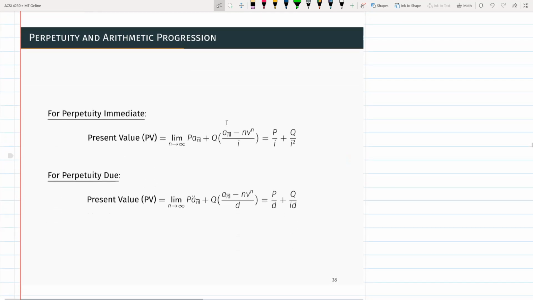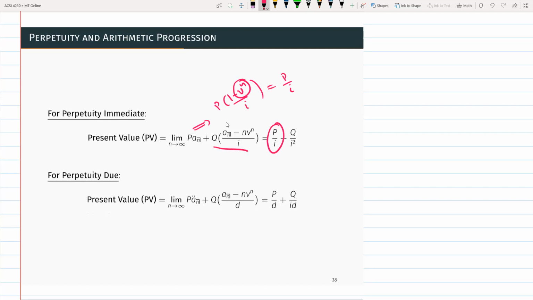Okay, so what happens if you have a perpetuity where the payments increase according to an arithmetic progression? Right away you can see we can use the formula we derived and then send n to infinity and get the answer. So when n goes to infinity, what's this formula? This is P times (1 minus v^n) over i. When n goes to infinity, this one becomes 0. So from here you get P over i.